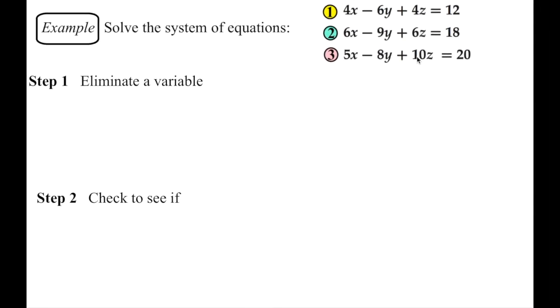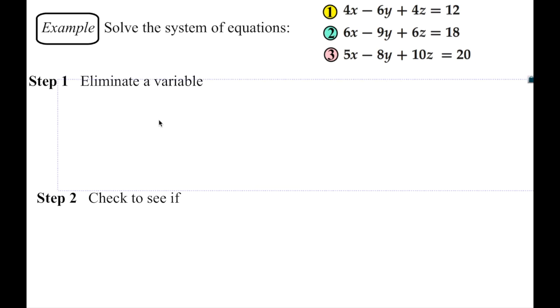Let's try this example. Solving this system of equations, our first goal is to eliminate a variable. So when you're looking at these, if I just look at equation 1 and equation 2, let's just take the x variable. What can I multiply by if I want to get these coefficients to drop? I could do this one by 6 and this one -4, but I can actually multiply by smaller numbers. The least common multiple would probably be 12. So I'm going to multiply the top one by 3 and the second one by -2.